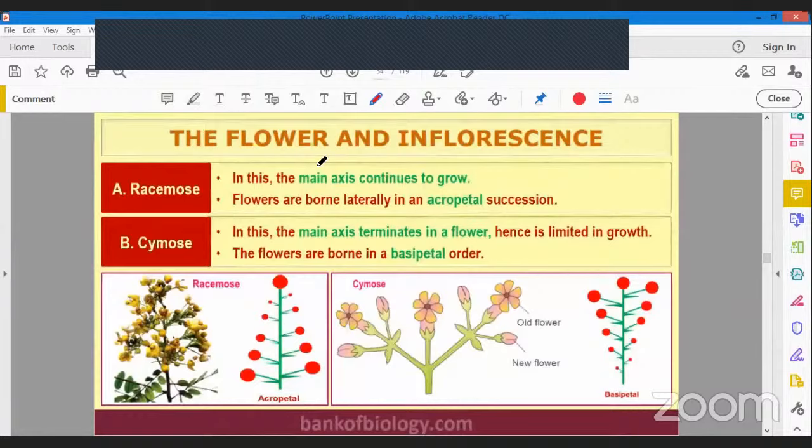Next, after this, cymose. So it is the main axis that terminates in a flower. Hence, it is limited in growth. The flowers are borne in a basipetal manner. So what do you mean by basipetal manner? The old ones at the top and the young ones at the bottom. Take it down.